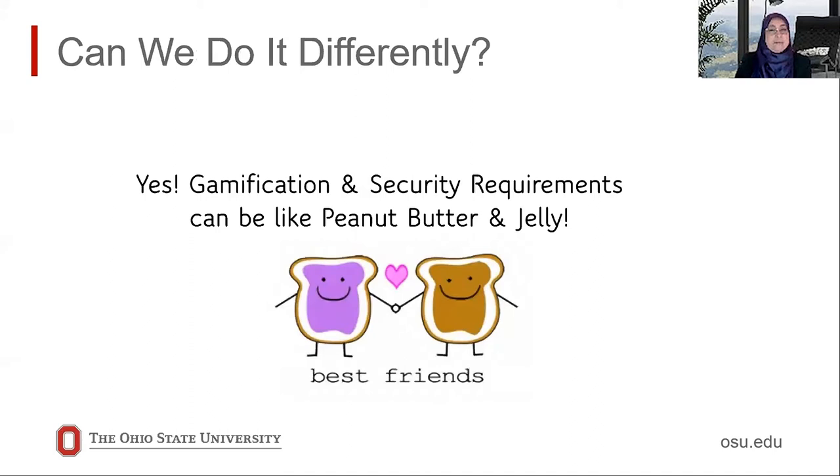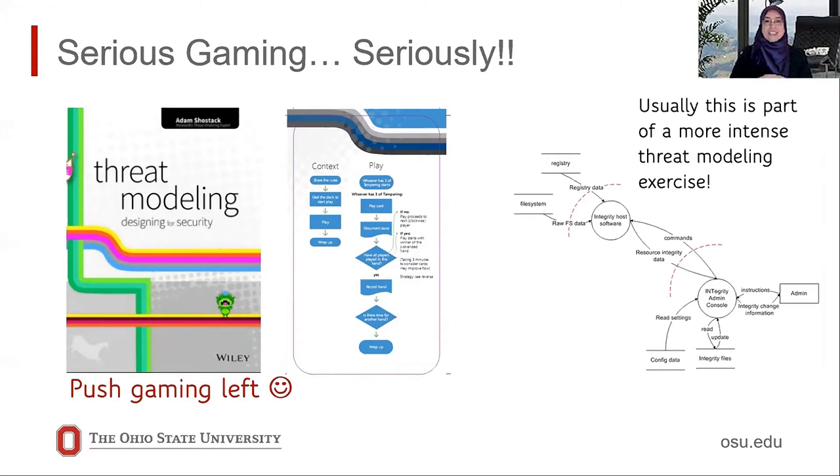Gamification and security requirements can be just like peanut butter and jelly, friends. Let's see how. It's all about serious gaming. Serious gaming is a game played to achieve a certain objective, to teach something or complete a task. The example we'll use today is a deck of cards called the Elevation of Privilege game. It's a Microsoft game, and it's used for threat modeling. Threat modeling is one of those AppSec activities that happens in the design stage, when we are still in the requirements. See, that's the trick I'm going to play here.